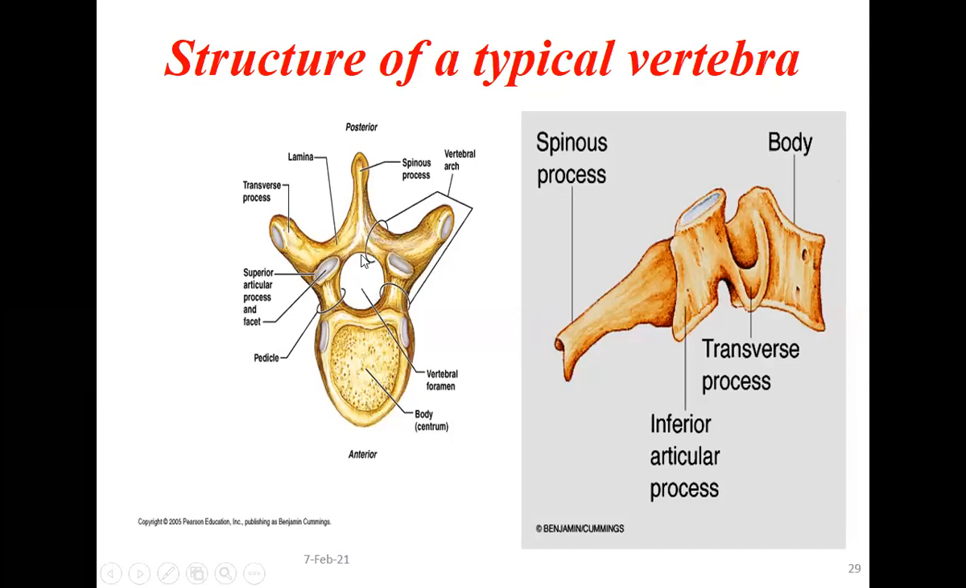Then we have the vertebral foramen, through which the spinal cord, the extension of the brain, will pass. The foramen inside the vertebra is called the vertebral foramen. Around this foramen, the part coming from here is called the pedicle, and here this is called the lamina. The most posterior part, which comes like a spine, is called the spinous process.